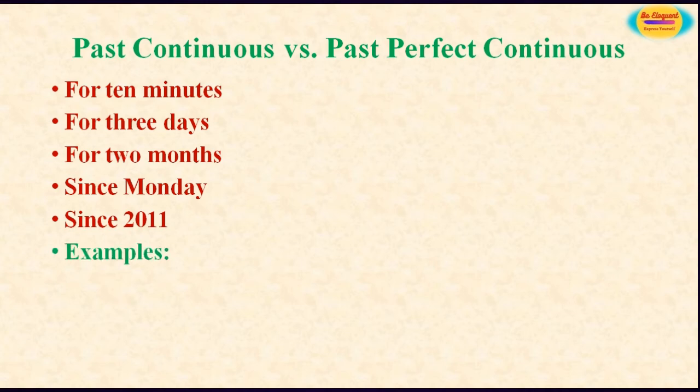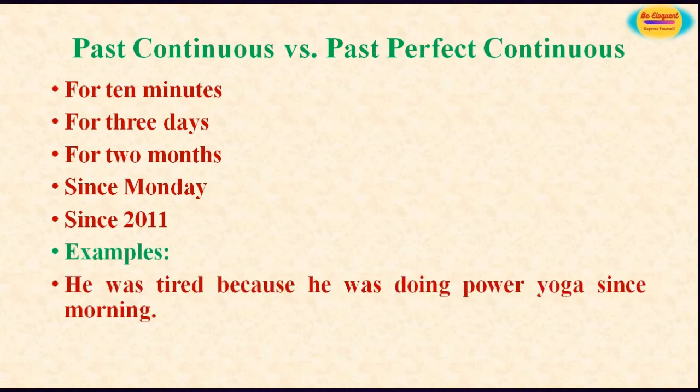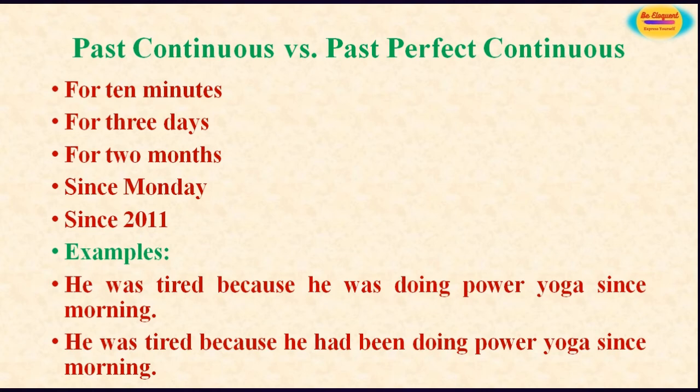Example: He was tired because he was doing power yoga since morning. This sentence emphasizes that he was tired because he was doing power yoga at that exact moment. Look at another example. He was tired because he had been doing power yoga since morning. This sentence emphasizes that he was tired because he had been doing power yoga over a period of time. It is possible that he was still doing power yoga at that moment or that he had just finished.